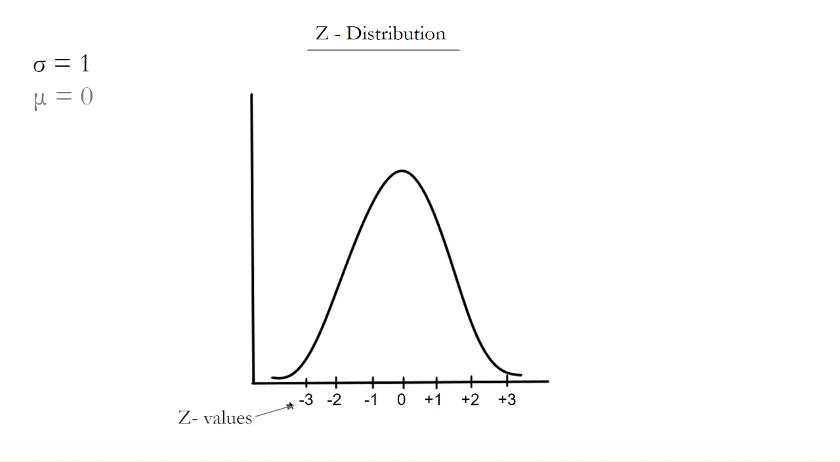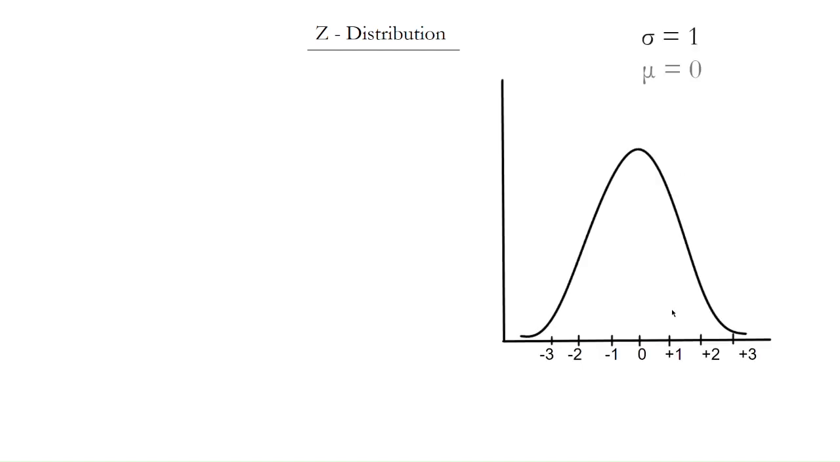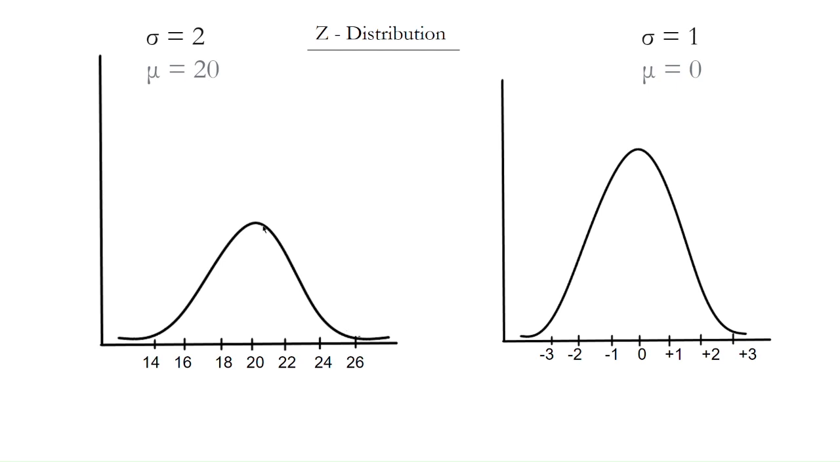These values right here are called z values. You can take a value from your normal distribution and convert it into a z value. The reason why these z values are so special is what I'll show you in a second. Let's say this is the z distribution, and this is the normal distribution that you have, with a mean of 20 and a standard deviation of 2.